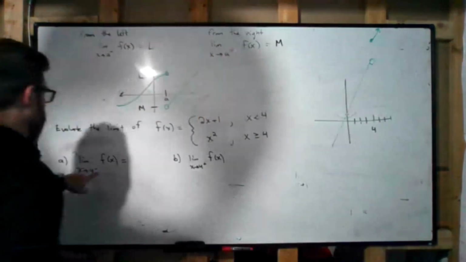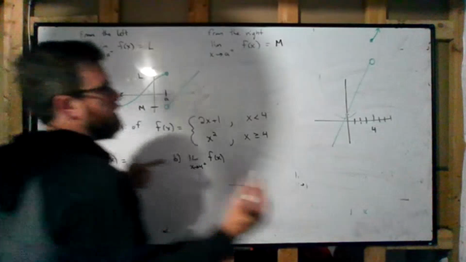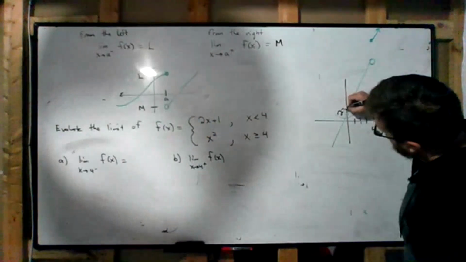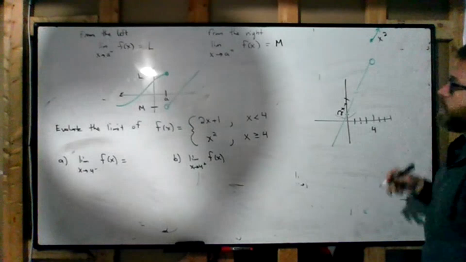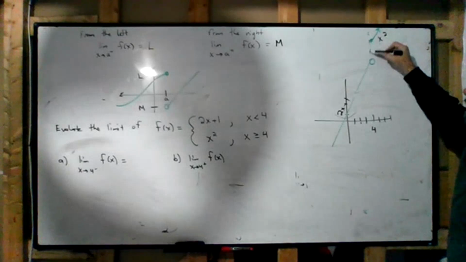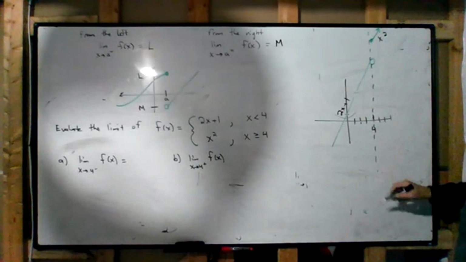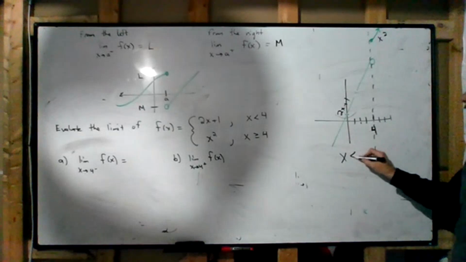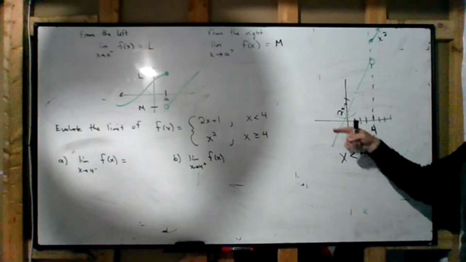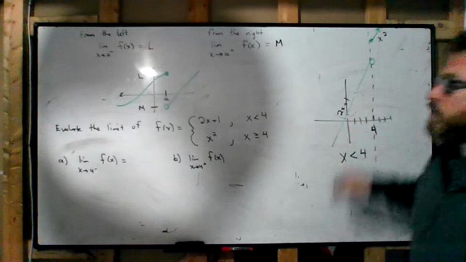So in this case, I'm asking if I'm below 4. Well, the question is, if I'm below 4, am I going to use this line, the 2x plus 1 line, or am I going to use the x squared line? That's kind of the question, depending on what side of 4 you're on, right? Well, if x is less than 4, the arrow points that way, I'm going to use this function.